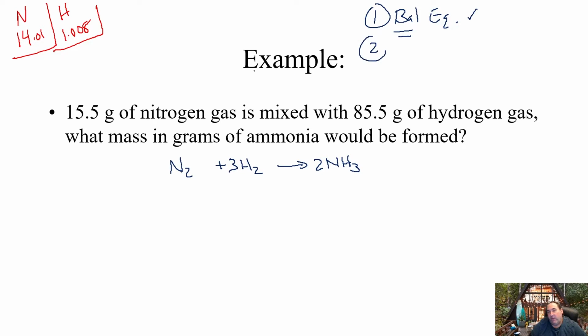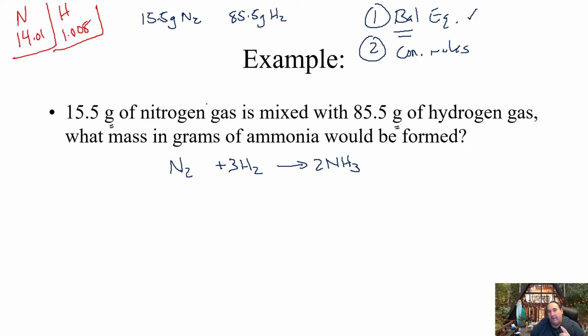Secondly, we want to take whatever they give us and convert to moles, which in this particular case, I got grams, which means I do need to convert to moles. So I do have 15.5 grams of nitrogen, and I have 85.5 grams of hydrogen.